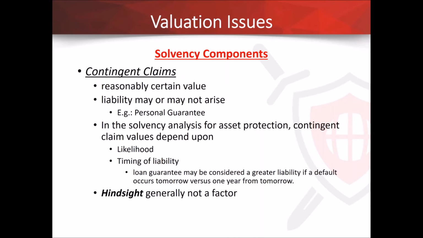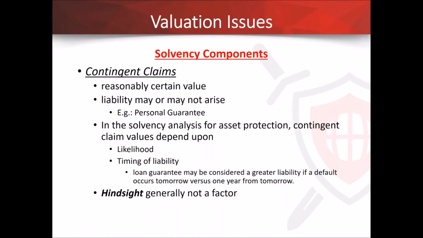So let's move on to defining some of these different value issues. Contingent claims are generally a liability where the value is reasonably certain, but the liability may or may not arise. The typical example is in the guarantee context. As long as the primary obligor performs, you never have an obligation. But if the primary obligor does not perform, then the guarantee may come due. Another situation is if you have collateral and the collateral is insufficient to cover the loan balance, you may have liability that comes due.